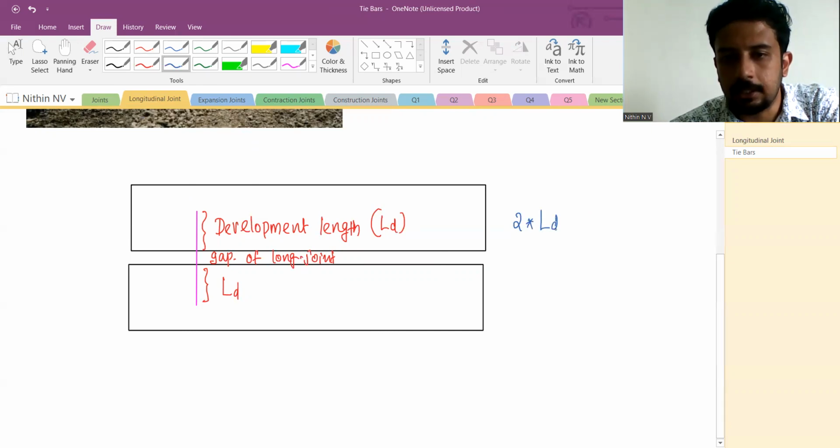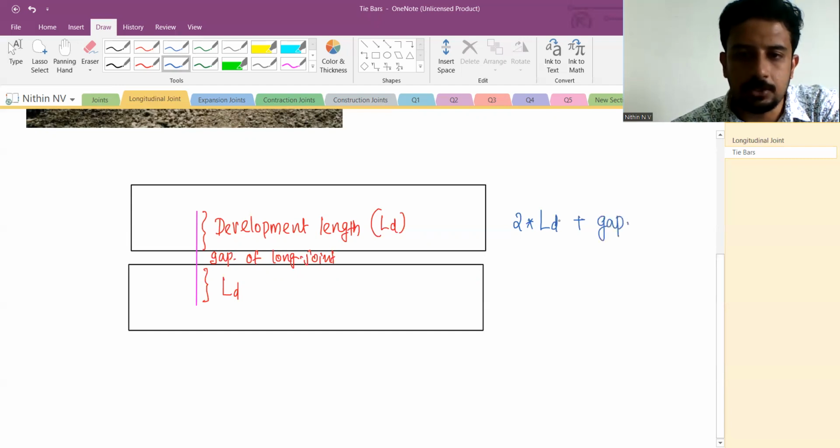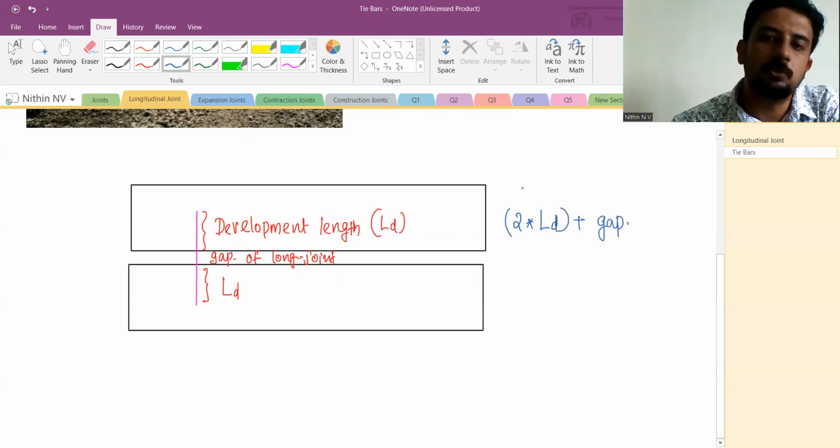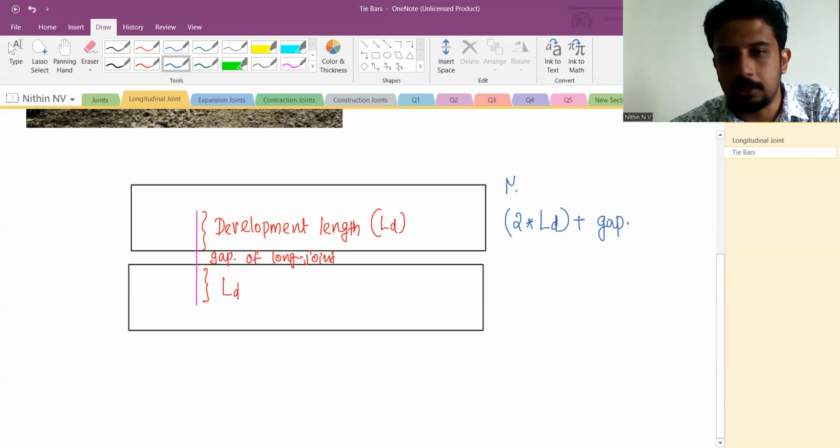2 times the development length, plus the gap of the longitudinal joint. Right or not? So this will be coming in the exam. What is it? This is the minimum length of tie bar. Minimum length of tie bar.